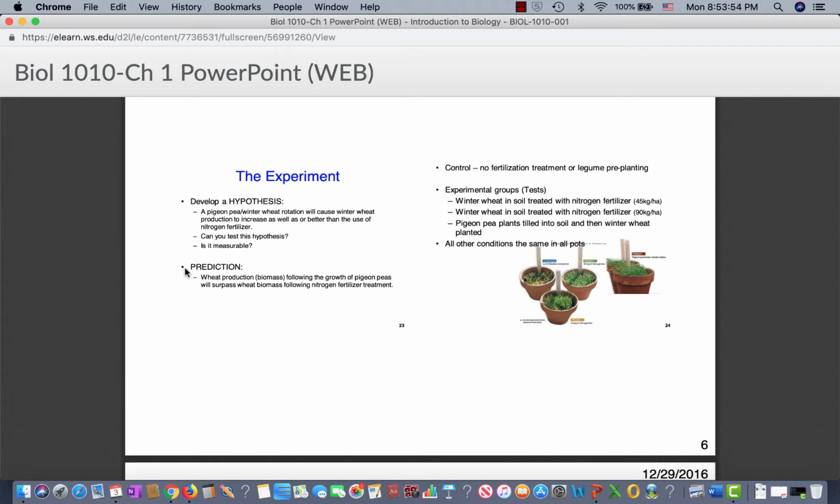So for your control, no fertilizer or legume pre-planting, where the pigeon peas are your legumes. Then you have your experimental groups. You have winter wheat in soil treated with nitrogen fertilizer, and you have two of those. And pigeon pea plants tilled into soil and then winter wheat planted. All other conditions remain the same. So the difference here is the amount of nitrogen fertilizer used.